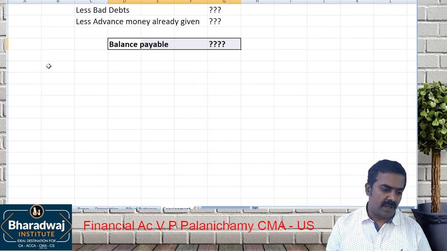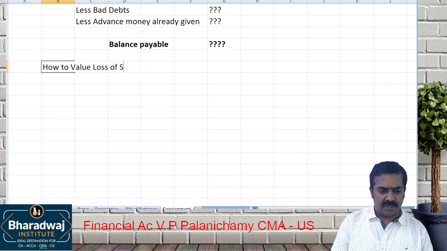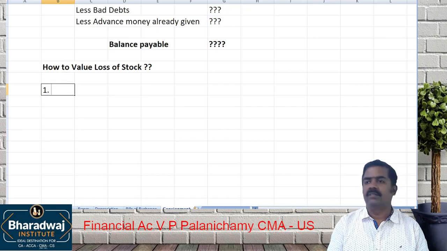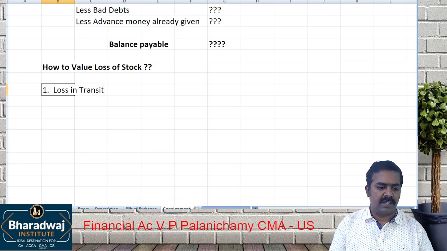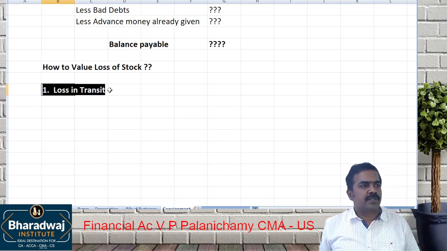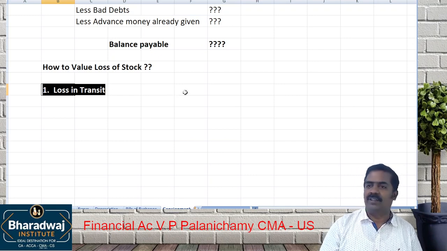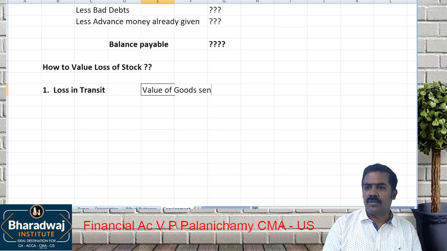Next. How to value losses. How to value loss of stock. Number one, loss in transit. The goods get lost while going, for example accident, fire, the lorry arriving damaged. So lost in transit. How to value the goods? Simple. Take the value of goods sent. Add consignor's expenses.